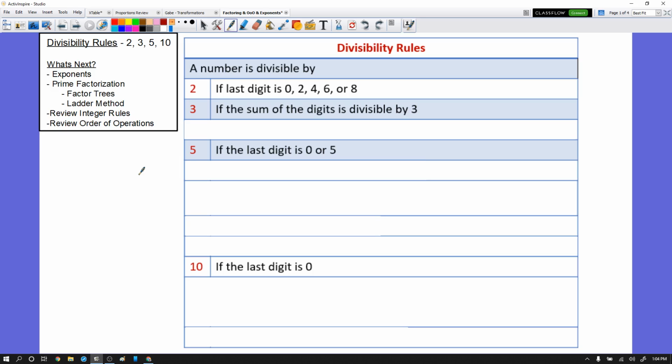So just know that if any number ends in 0, 2, 4, 6, or 8, you can always divide by 2. If you add the digits together, for example, 12, 1 plus 2 is 3. 3 fits into 3 evenly, so that would be divisible by 3. If the digits end in 0 or 5, it's divisible by 5, and if they end in 0, they're divisible by 10. These are things that are going to constantly come up.